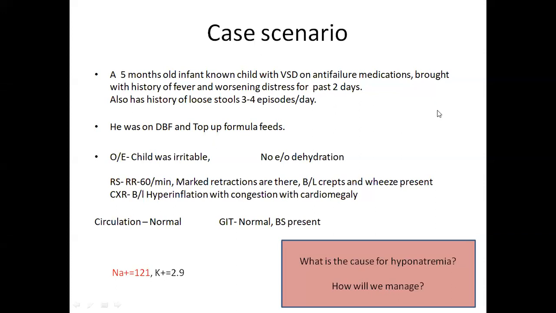Child also had history of loose stools. So what will it cause? Hypovolemic hyponatremia. Yeah, again, you have 2 causes for hypovolemic hyponatremia and 1 cause for hypervolemic hyponatremia. Is there any other cause?